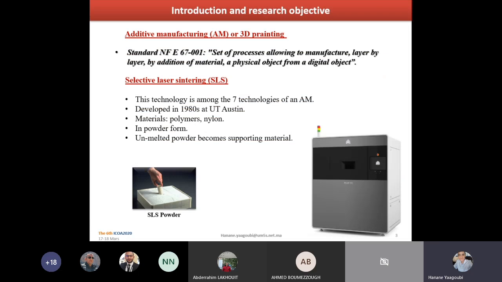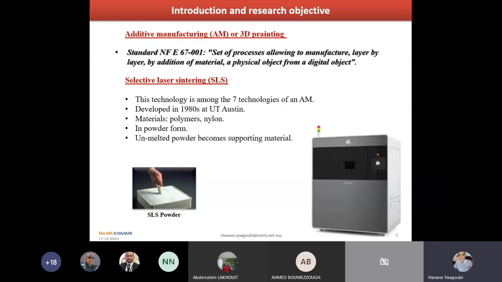First of all, the definition of additive manufacturing according to the AFNOR standard is a set of processes allowing to manufacture, layer by addition of material, a physical object from a digital object. Selective laser sintering is among the seven technologies of additive manufacturing. It was developed in 1980 at the University of Texas in the USA. The materials used are polymers such as nylon. The materials are in powder form, and the unmelted powder becomes the supporting material.